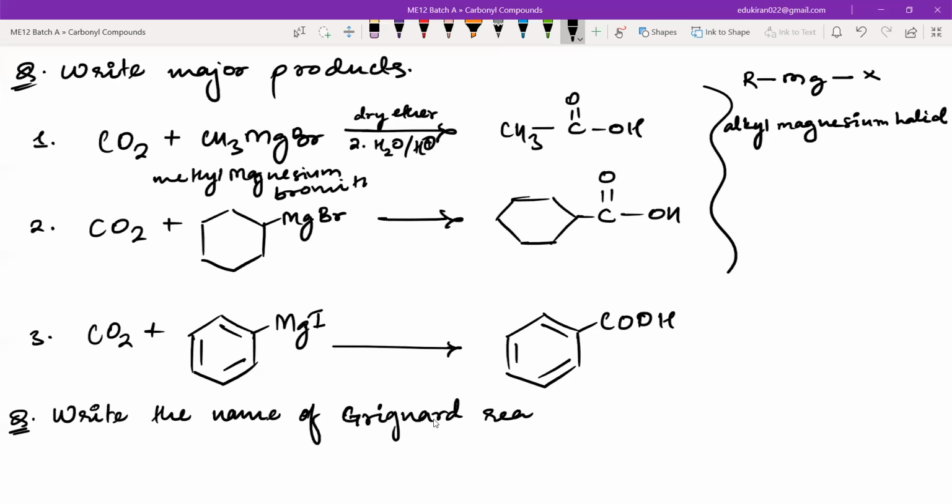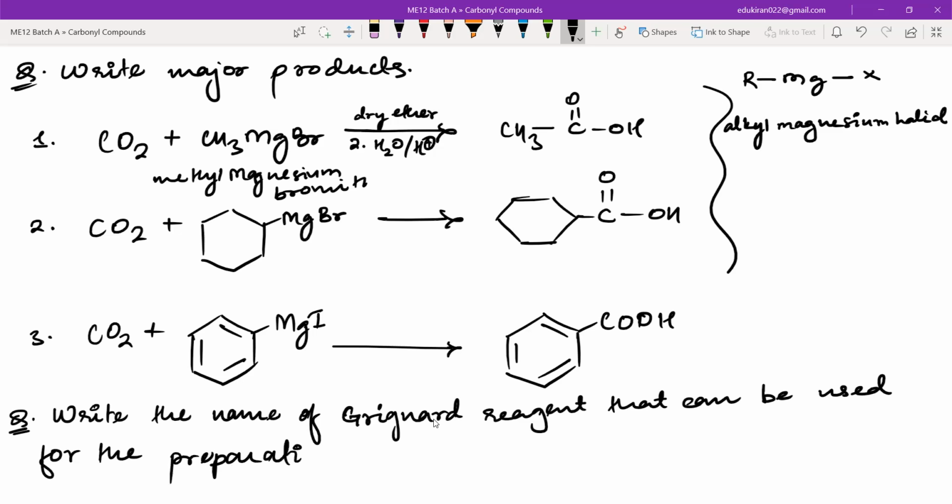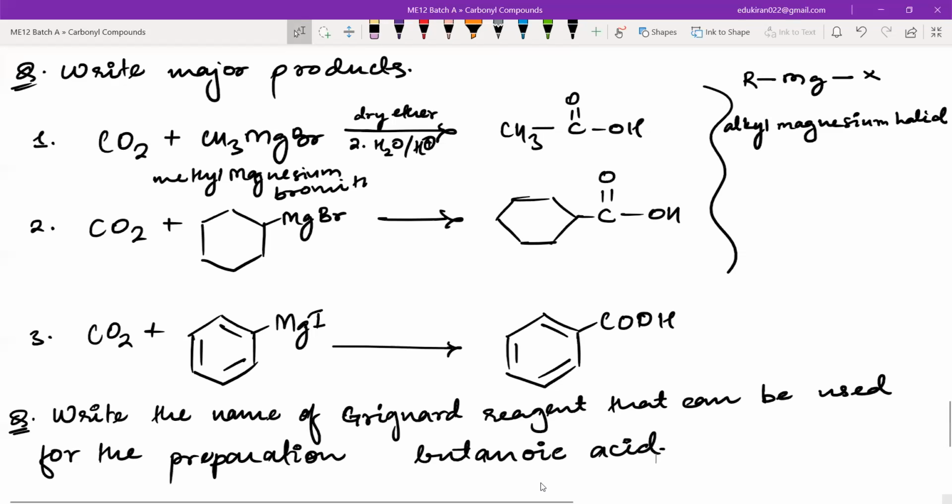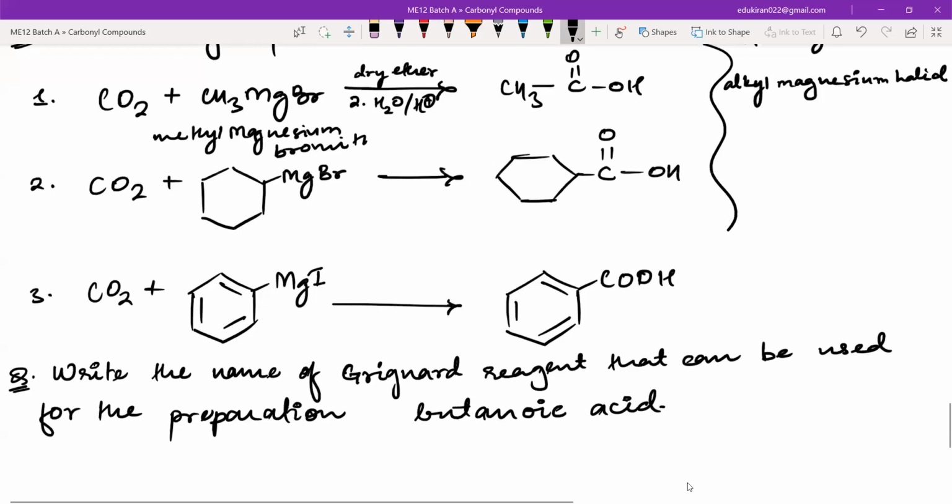So you have to suggest a name. Write the name of the Grignard reagent that can be used for the preparation of, let us say, butanoic acid. I try to do this question. You have got the product, you have to tell me the reagent. You have got the target material.